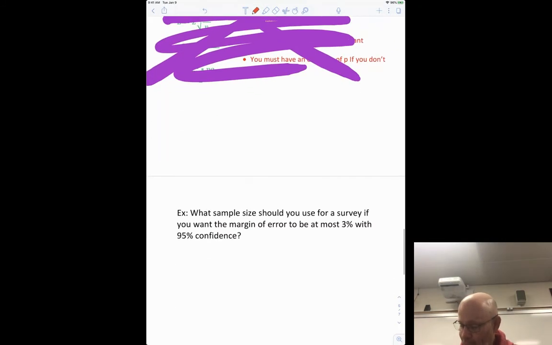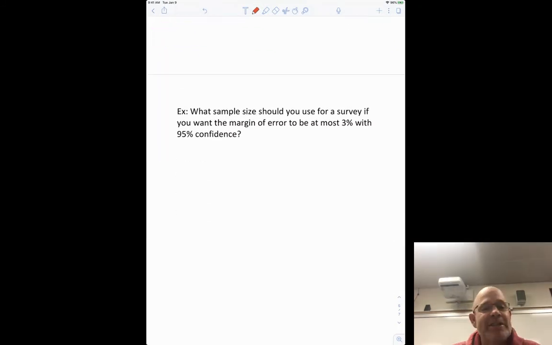But what's kind of cool is this. What sample size should you use for a survey if you want the margin of error to be at most 3% with a 95% confidence? You can do this at any confidence level. So this is kind of predetermined. What we do is this: we want the margin of error, which is z times the square root of p hat q hat over n, to be no more than 3%.